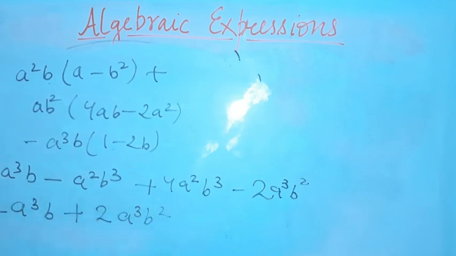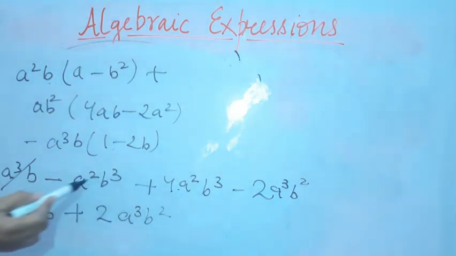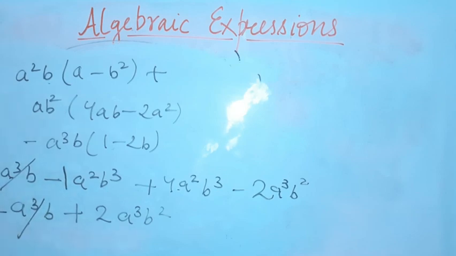Now we have to cancel the terms if it is possible to cancel them or collect the like terms together. So a cube b, this is a positive a cube b and this is a negative a cube b, so just cancel it. Now a square b cube: minus a square b cube plus 4a square b cube. So 4 minus 1, because if there is no coefficient given, by default we have to consider 1 as the coefficient. So 4 minus 1 is 3, and since 4 is the greatest number having a positive sign, what will be remaining? 3a square b cube.